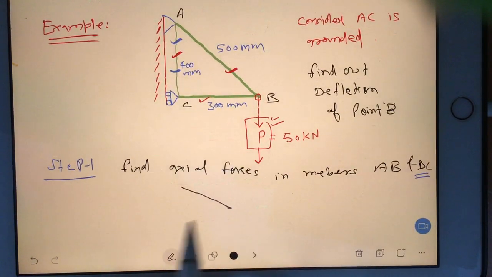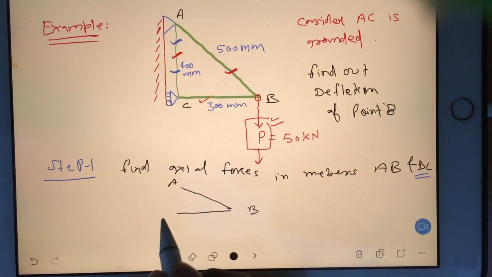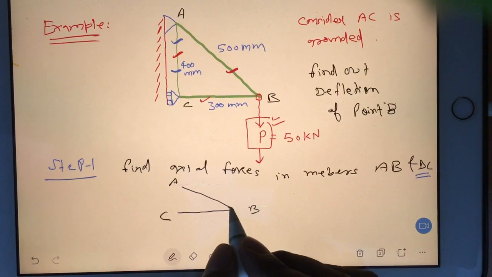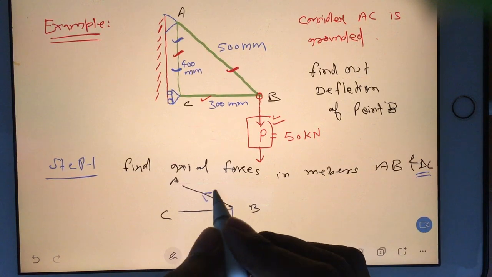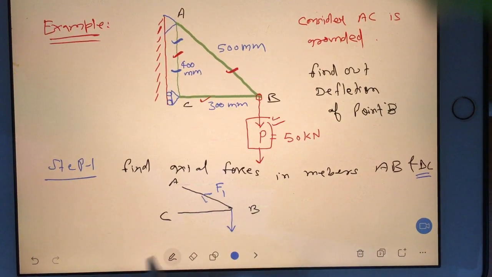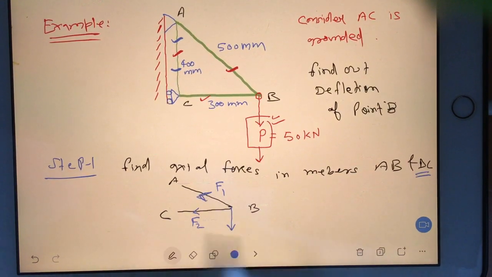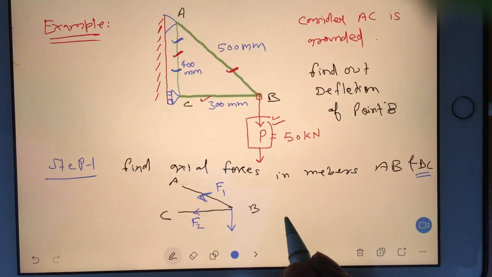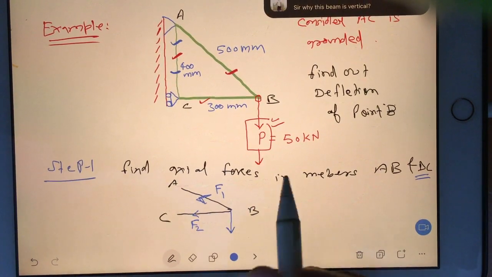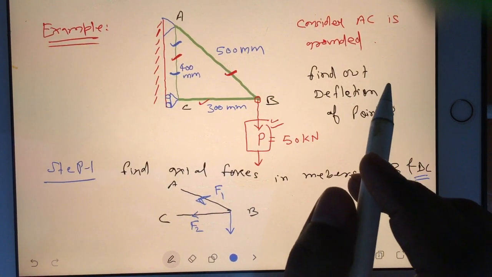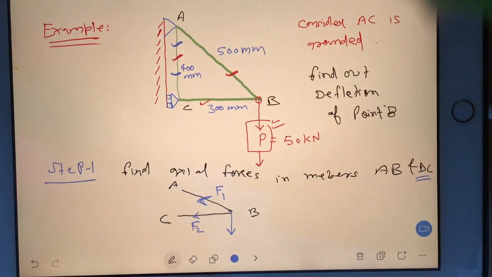Member AB I will draw like this. Member BC I will draw like this. This is my member A, this is my B, and then BC. And the load is acting downward. We will consider that in this member force F1 is acting, and in this member force F2 is acting. And the direction I can choose anything from my side, and according to the answer, positive or negative, I will change the direction. This is a truss, this is not a beam. Right now it is just a member.